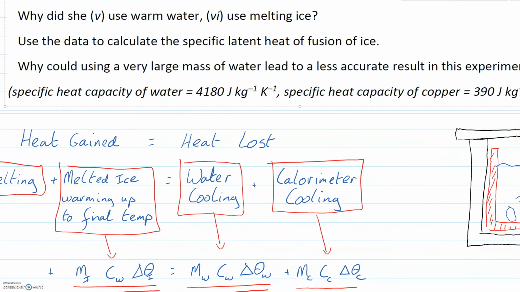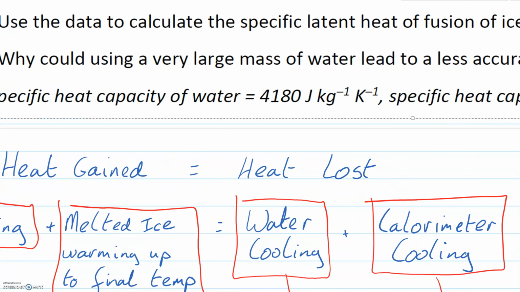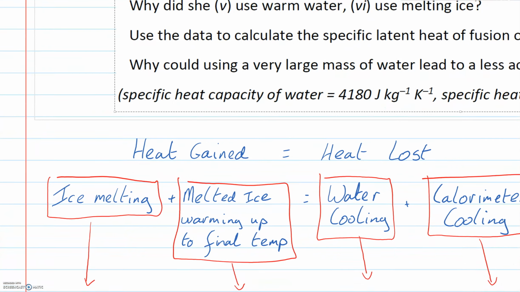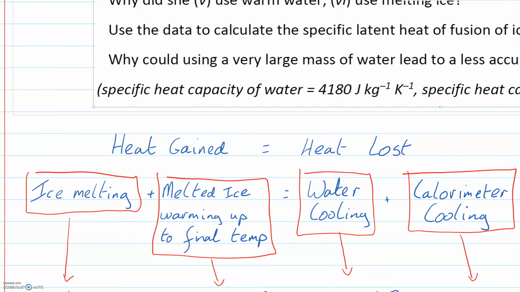Now, when you're doing these questions, this should be your starting point. Look at what is gaining heat and what is losing heat. So in this experiment, what's gaining heat, what's actually taking the heat in, is the melting ice. So that needs heat to melt, okay? When that ice is melted, you have ice water at 0 degrees. That is going to warm up to the final temperature of the calorimeter and the water. So that needs energy as well. Those are your two things.